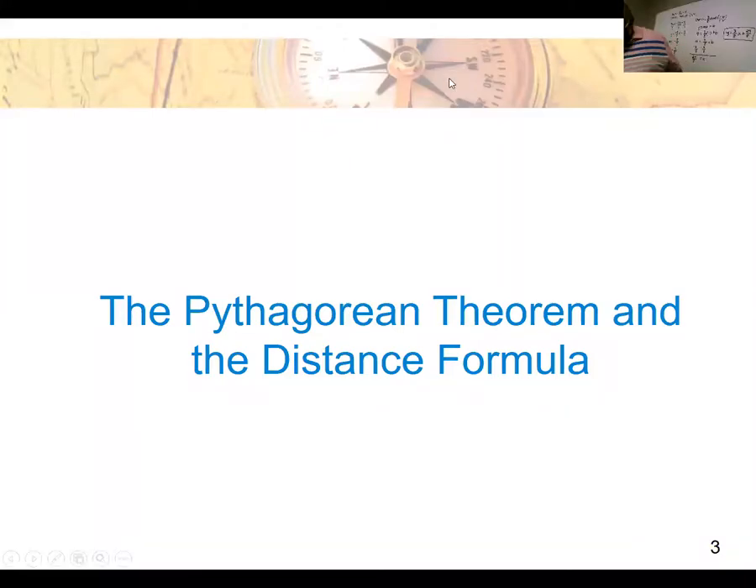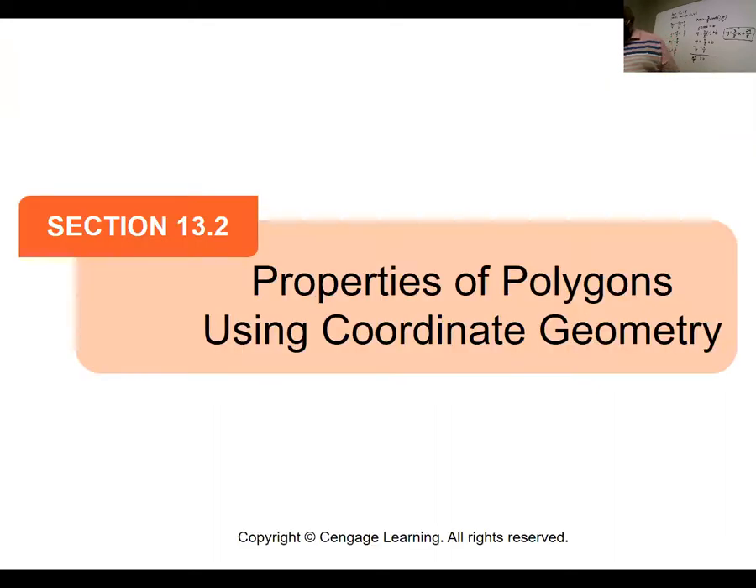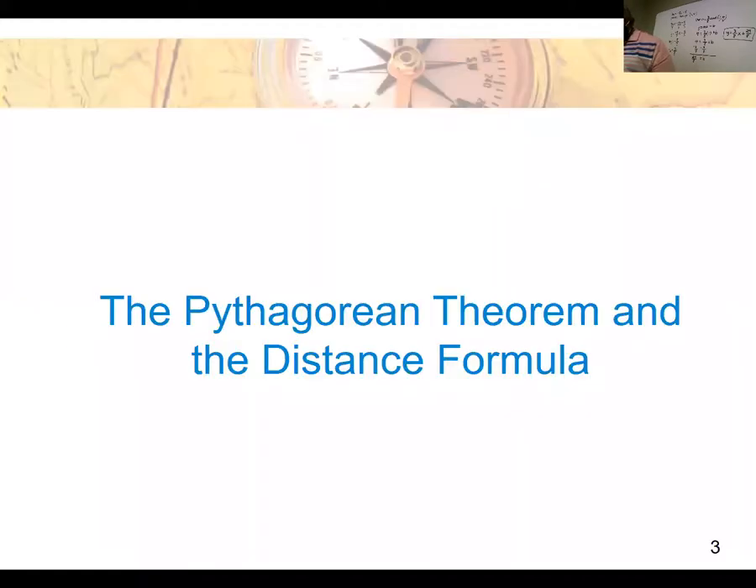Okay, so this last section that we will be doing deals with the properties of polygons using coordinate geometry. Now, there are three formulas that we will talk about here. One of them is the Pythagorean Theorem and the distance formula. And also there's another formula that deals with the standard equation of a circle. Okay, so we'll talk about the Pythagorean Theorem and the distance formula.